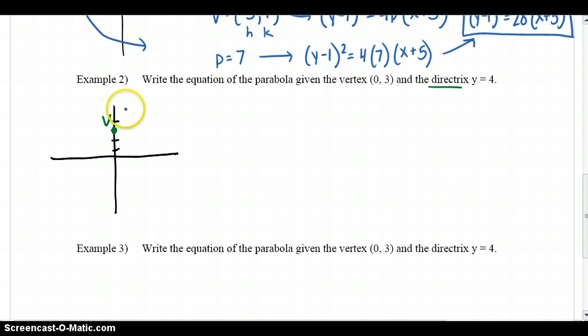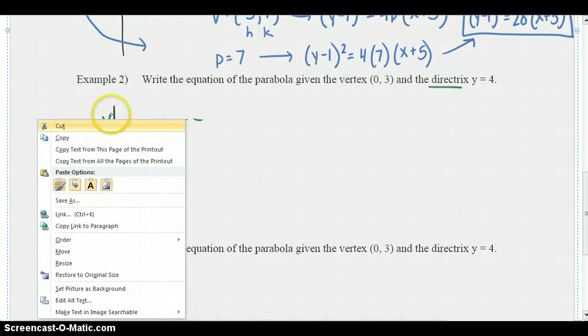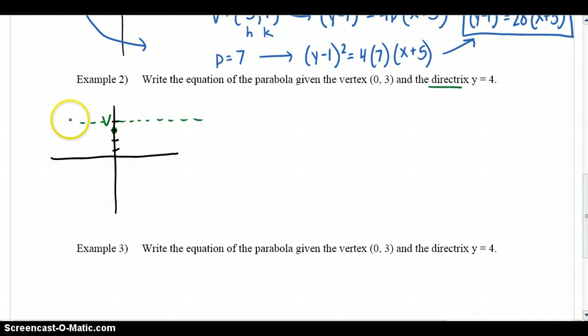And then my directrix, remember the directrix is a line, so my directrix is at y equals 4. So right above it, it's that horizontal line right here. Just like we talked about, the focus has to be inside the parabola, while the directrix has to be outside the parabola. So in order for this directrix to be outside my parabola, if this is my vertex, then it's going to have to open down. That's the only way to make it so that the directrix is outside of my parabola. So this is going to open down.